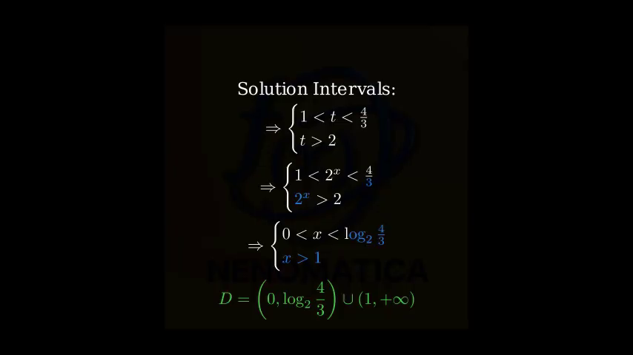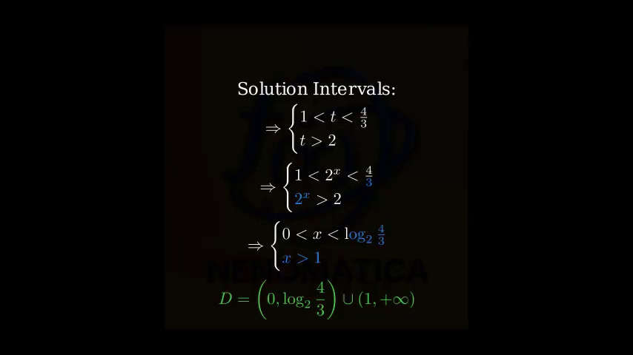Since t equals 2 to the power of x, we convert these intervals back in terms of x. Using the logarithm base 2, we get when t is between 1 and 4/3, x is between 0 and log base 2 of 4/3. And when t is greater than 2, x is greater than 1.